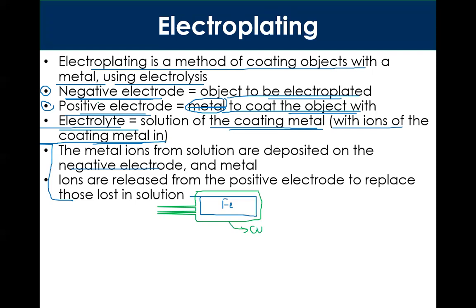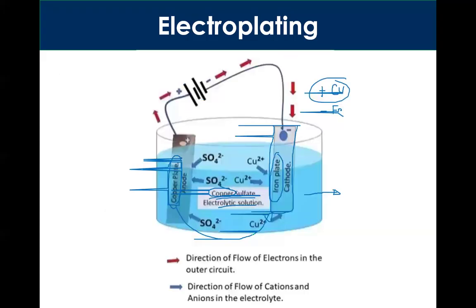A simple rule is that at the negative electrode, so the negative electrode is the cathode, you will have the object to be electroplated. So Azlan, what is the object to be electroplated in this case? In the case of iron and copper, the iron. Okay. So at the negative electrode, you will have iron. At the positive electrode, you will have the metal to coat the object with.